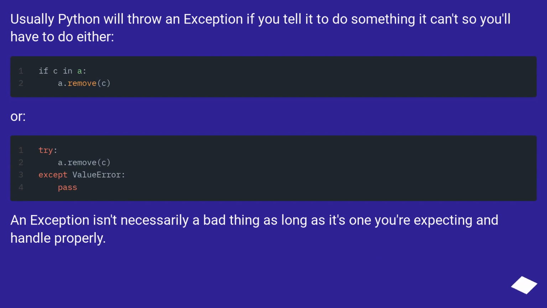Usually Python will throw an exception if you tell it to do something it can't, so you'll have to do either this or this. An exception isn't necessarily a bad thing, as long as it's one you're expecting and handle properly.